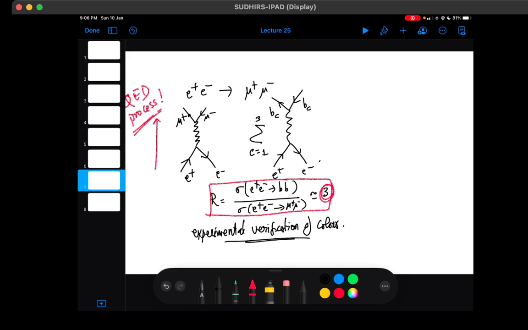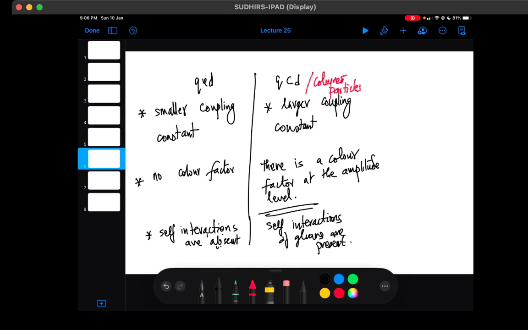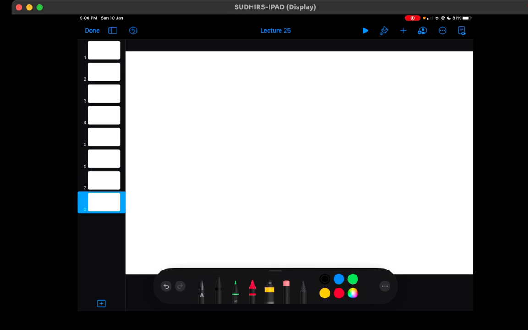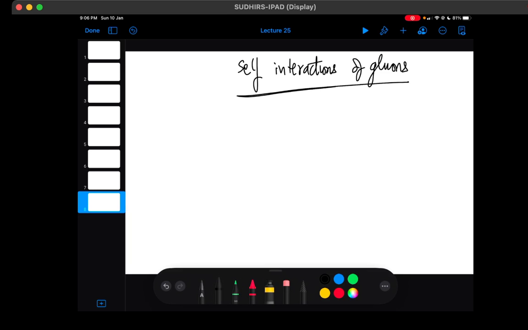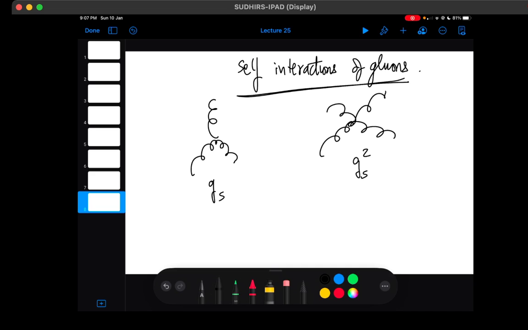The self interactions also play a big role in distinguishing between QED and QCD, the self interactions of gluons. Now we have seen that there are two different vertices. One is a triple gluon vertex, and another is the four gluon vertex, which comes at g_s squared, and the triple comes at g_s. Okay, and this is at the tree level, at the leading order.